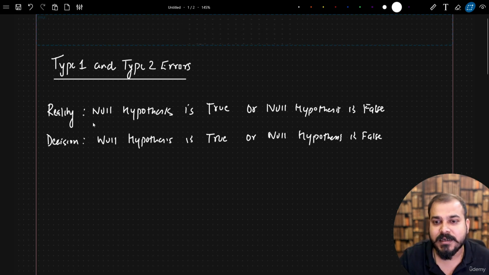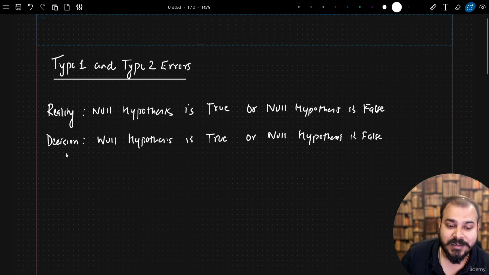So in reality, this is the thing, right? See, over here I have written two important things, reality and decisions, okay? In reality, either the null hypothesis can be true or the null hypothesis can be false. In decision-wise terms, based on our hypothesis testing, we find out whether we have to accept the null hypothesis, so the null hypothesis will be true, or the null hypothesis is false. So in reality, this is the condition. In decision, when we are doing the hypothesis testing, one of them is correct. Okay. So let's go ahead and discuss the various outcomes that we may get.